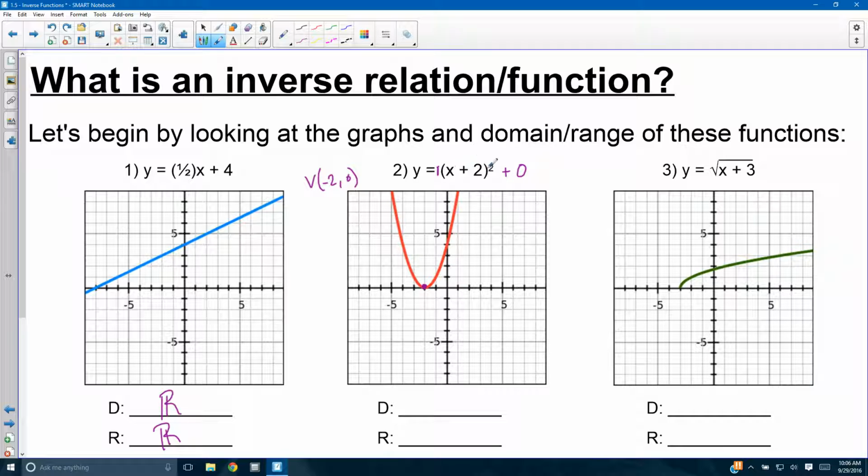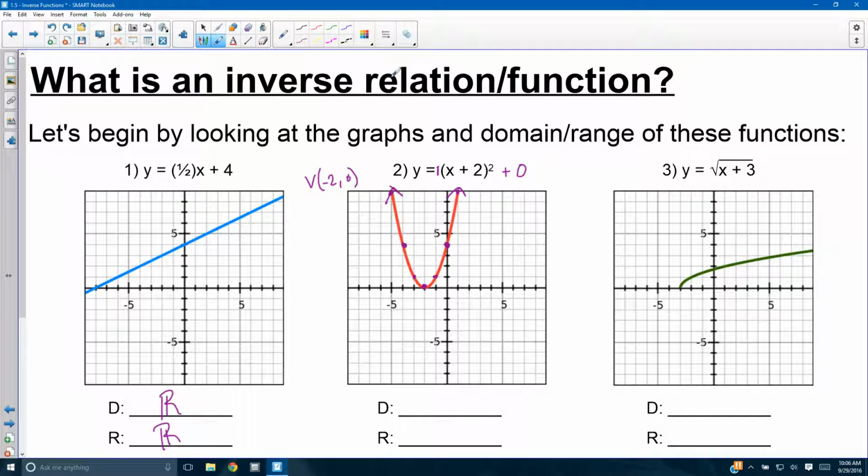With a stretch factor of 1, because this is squared, if I go over 1 from the vertex, I'll go up 1 squared. Over 2 from the vertex, go up 2 squared. Over 3 from the vertex, go up 3 squared, etc. Same with the left side. You square negative 1, you get positive 1. You square negative 2, you get positive 4. You square negative 3, you get positive 9. And your graph goes up that way forever.